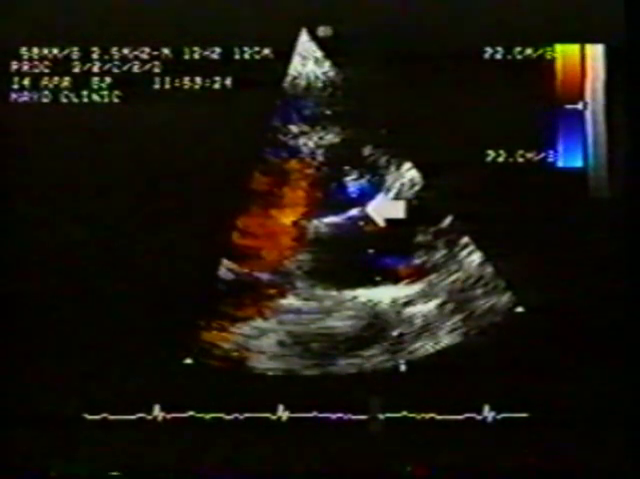An M-mode cursor has been directed through the regurgitant jet. This is the resultant color M-mode, with a thin jet of aortic regurgitation occupying the lower portion of the left ventricular outflow tract throughout diastole.